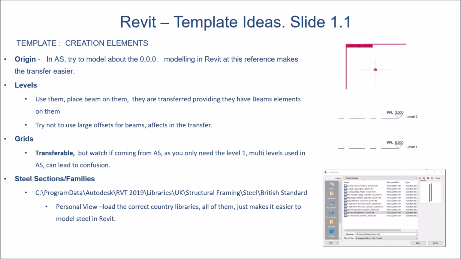But people do tend to have seen more traditional ways to put an offset from that level. I would probably not do that. I would probably create a structural level for the beam. It might be different to the structural floor level.